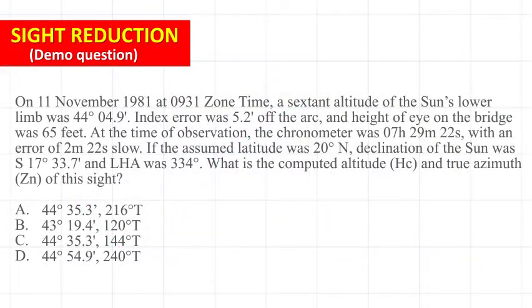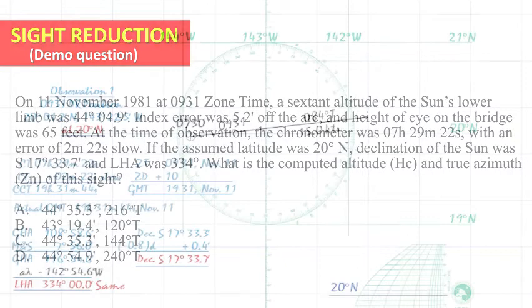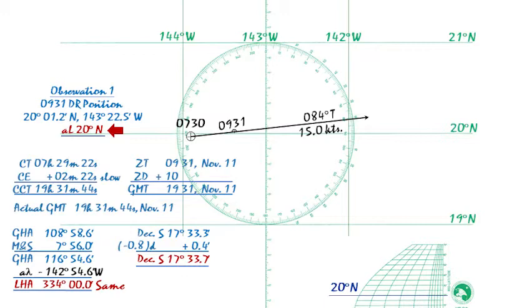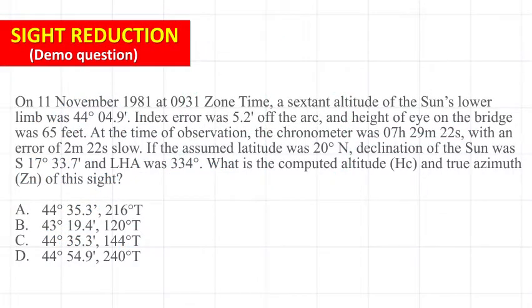In this presentation, we will use the following question to demonstrate how to use sight reduction formulas step by step. On 11 November 1981, at 0931 zone time, a sextant altitude of the sun's lower limb was 44 degrees 04.9 minutes. Index error was 5.2 minutes off the arc, and the height of the eye on the bridge was 65 feet. At the time of observation, the chronometer was 07 hours 29 minutes 22 seconds with an error of 2 minutes 22 seconds slow. If the assumed latitude was 20 degrees north, declination of the sun was south 17 degrees 33.7 minutes and LHA was 334 degrees, what is the computed altitude and true azimuth of this sight?